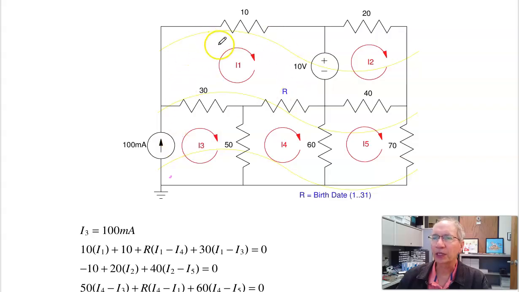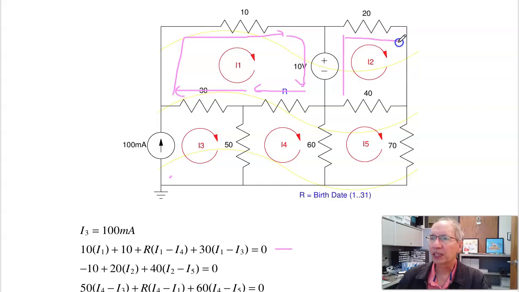I can do loop 1. So starting right here, I get 100 I1 plus 10 plus (I1 minus I4) times R plus (I1 minus I3) times 30. I'm back where I started, equals 0. Around loop I2: minus 10 plus 20 I3 plus 40 (I2 minus I5) equals 0. This would be 20 I2.